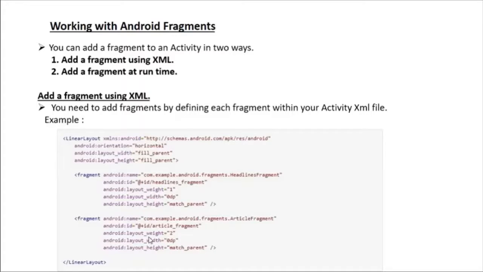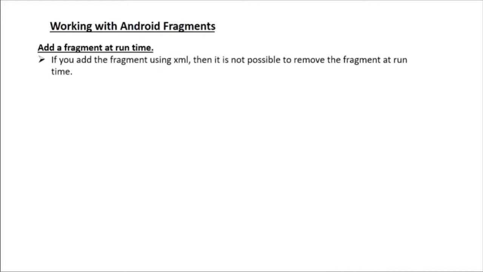This is the second fragment. Here is the class name corresponding to that fragment. So this layout contains two fragments. This is how we add a fragment directly to the XML file. Now we can learn how to add a fragment at runtime. If you add the fragment using XML, then it is not possible to remove the fragment at runtime.